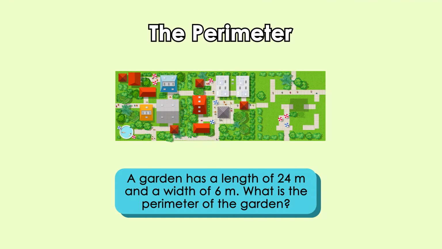A garden has a length of 24 meters and a width of 6 meters. Do you know how to find the perimeter of the garden? What is the perimeter of the garden?